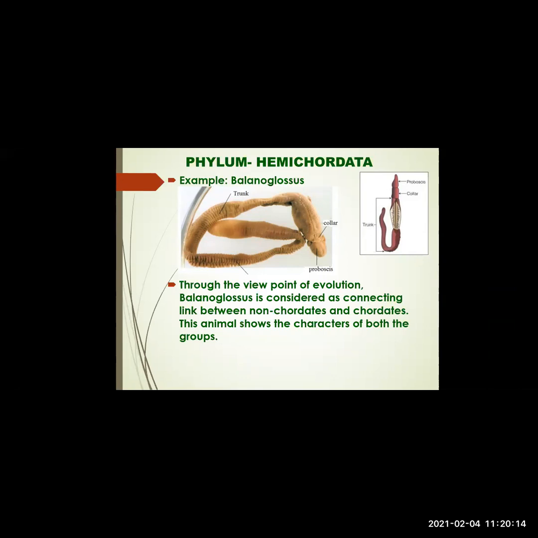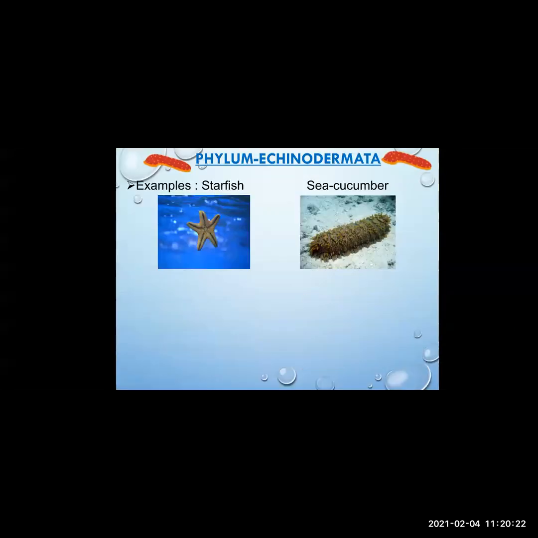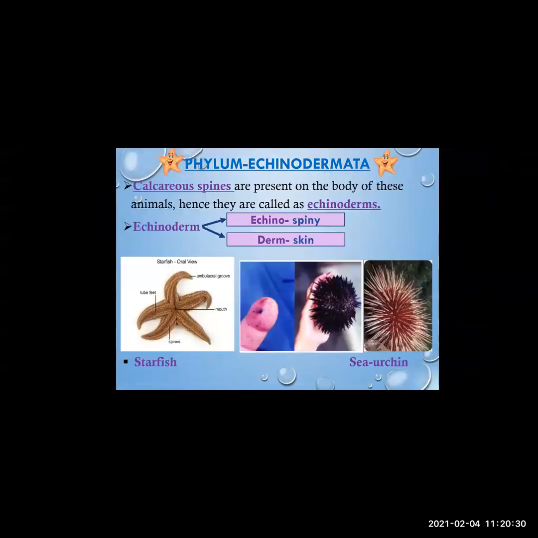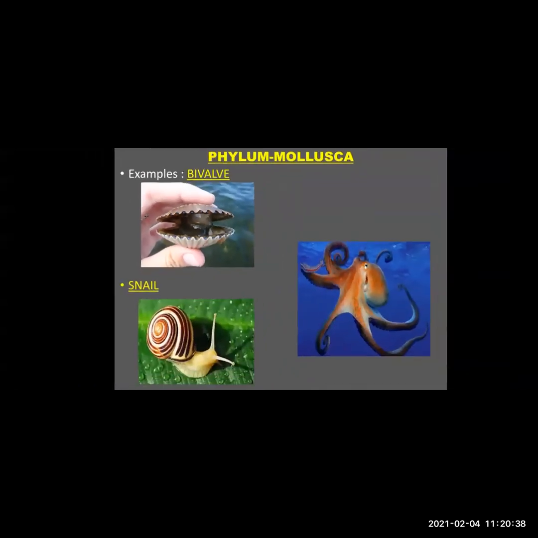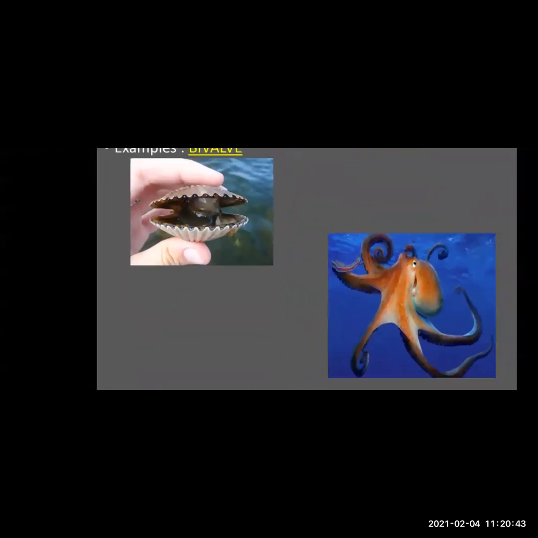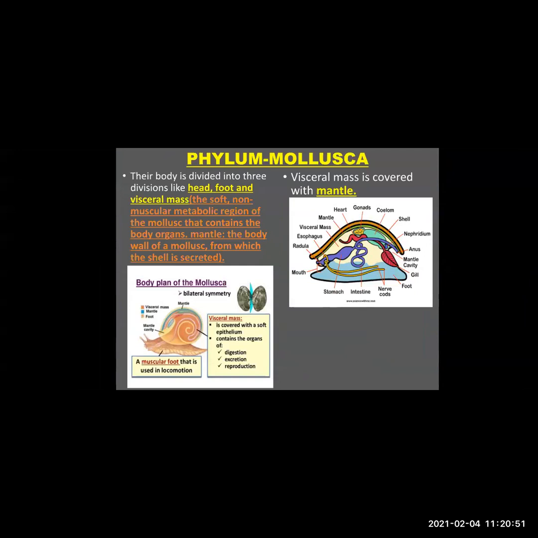Next phylum which we studied was Annelida. If you see Annelida, the animal is long, cylindrical, and metamerically segmented. These animals are also free living and ectoparasites. Then examples were earthworm.